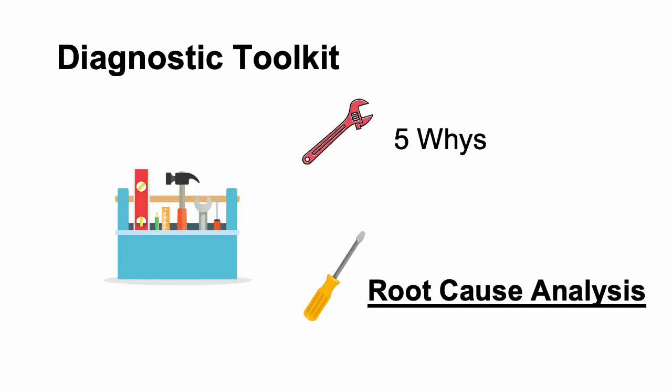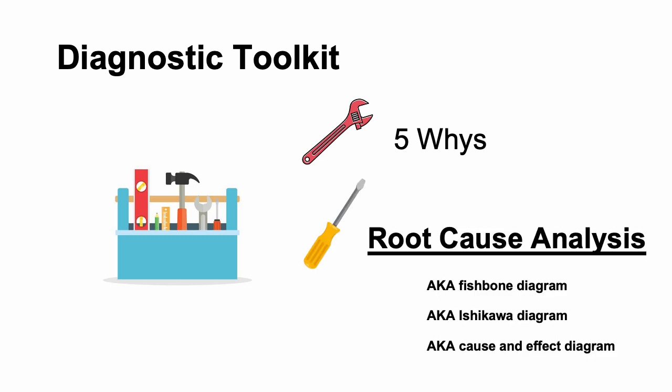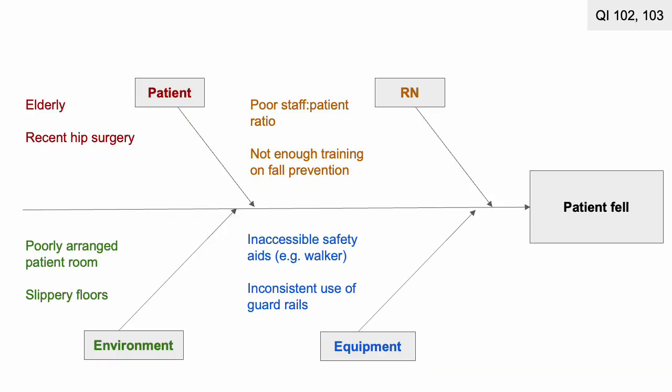Our second diagnostic tool for understanding our problem is the root cause analysis. This is also known as the fishbone diagram, and the Ishikawa diagram, and the cause and effect diagram, but they all mean the same thing. We start with our problem on the right, and then we look at different categories of factors that could contribute to the problem: people, places, equipment, technology, etc. Within each category, we then explore the different factors that could have contributed to the problem. For example, if we look at environment, one of the reasons that contributed to the patient's fall could have been the slippery floors. This can help us identify the root causes of our problem.